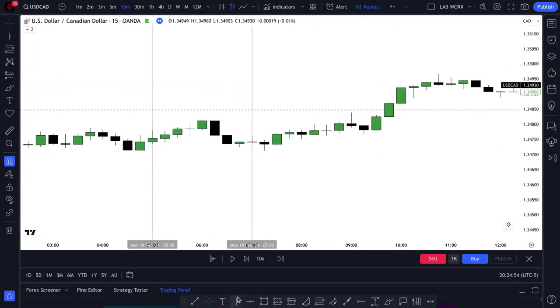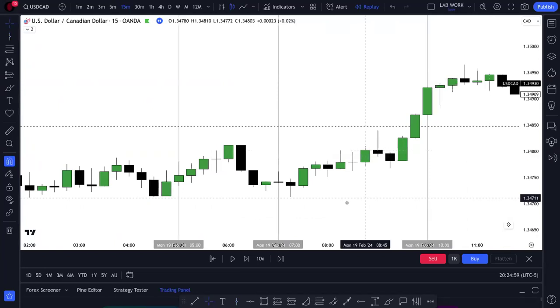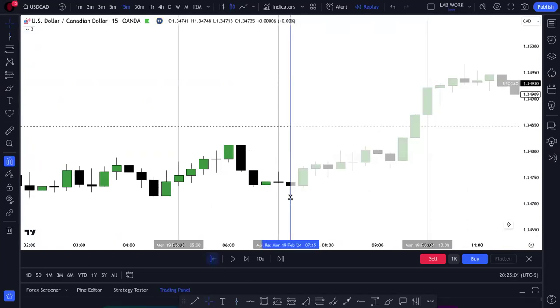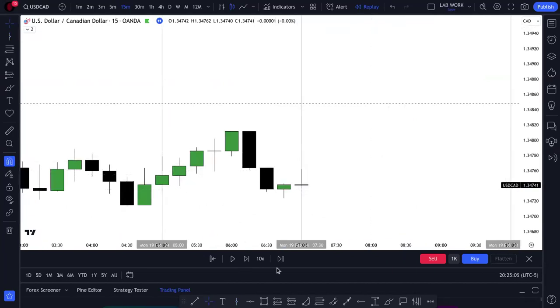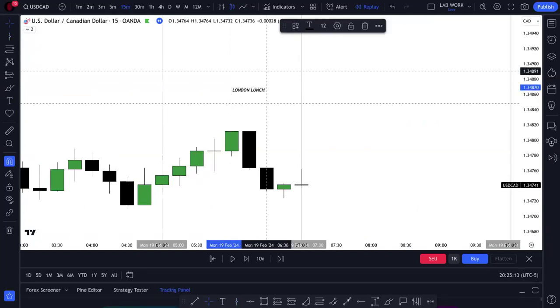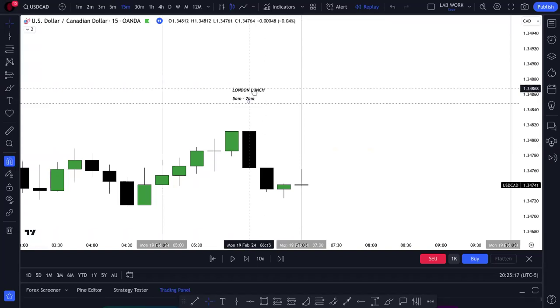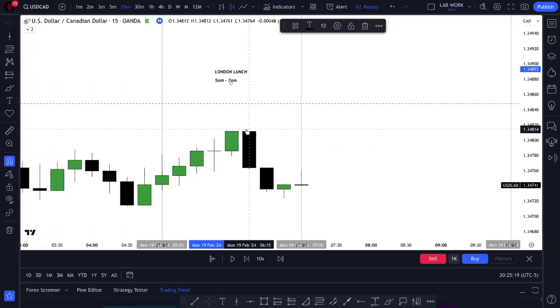That's the kill zone we're using to trade, 7 a.m. to 10 a.m. So if we were to bring this back right to 7 a.m., we're just looking for a liquidity pool here. This is the London lunch. And like I said before, it's 5 a.m. to 7 a.m. New York Eastern Standard Time. No trading is permitted here.